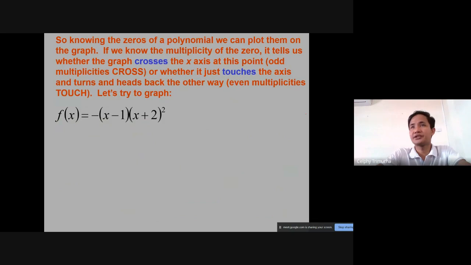So knowing the zeros of our polynomial, we can plot them on the graph. If we know the multiplicity of a zero, it tells us whether the graph crosses the x-axis at this point. For an odd multiplicity, the graph crosses at that point, or whether it just touches the x-axis and turns and heads back the other way.